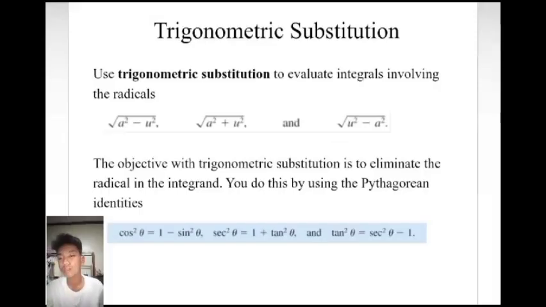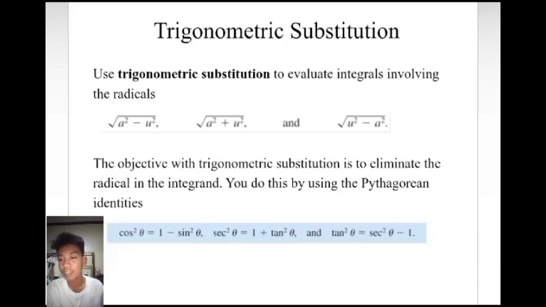The use of trigonometric substitution is to evaluate integrals involving radicals: the square root of a squared minus u squared, the square root of a squared plus u squared, and the square root of u squared minus a squared. The objective with trigonometric substitution is to eliminate the radical in the integrand. You do this by using the Pythagorean identities.